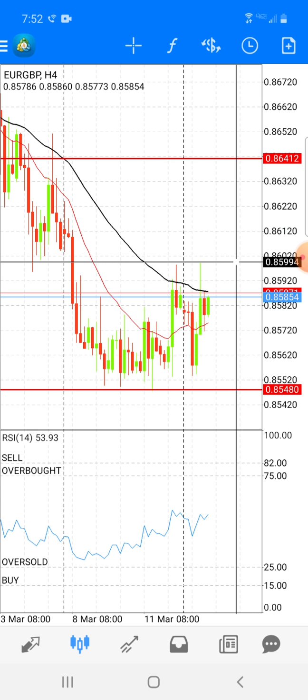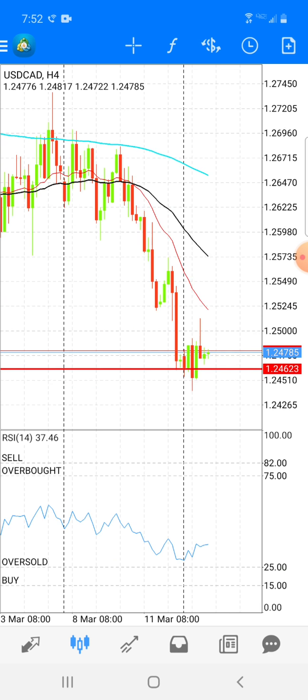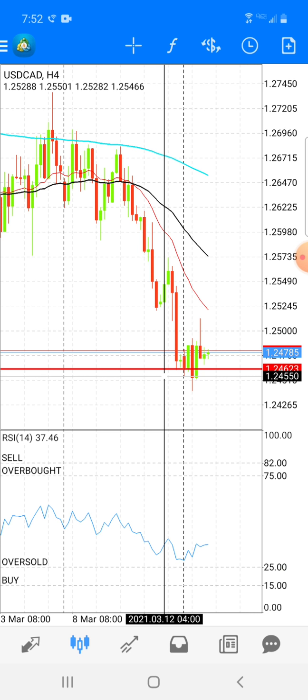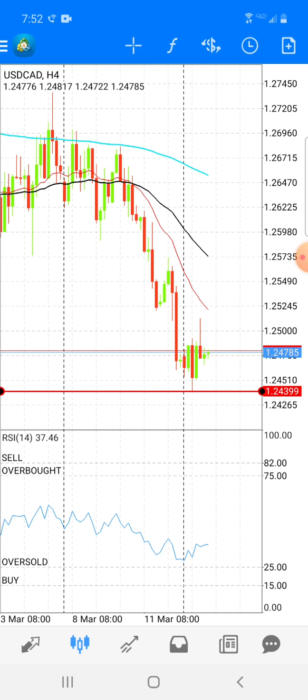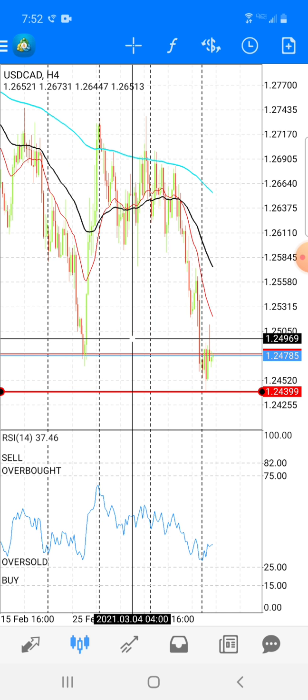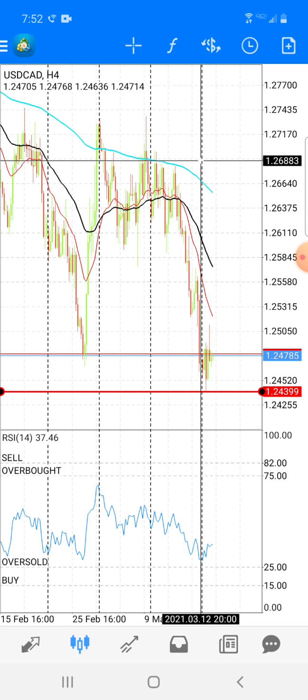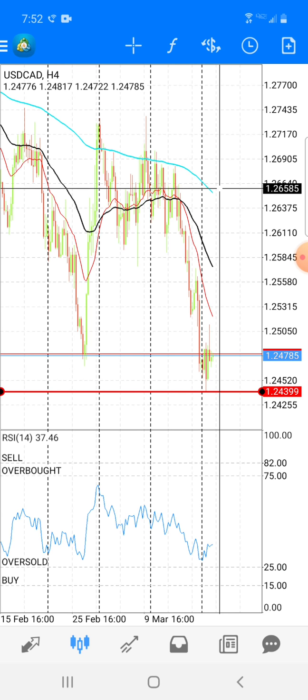Okay. Let's go USD CAD. So CAD has kind of been one of my favorite pairs, but recently I haven't really known how to trade it because it looked like it's just continuously respecting that 200. That 200 is right here. Okay. 200 is right here.